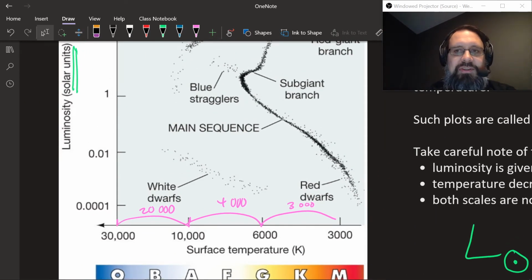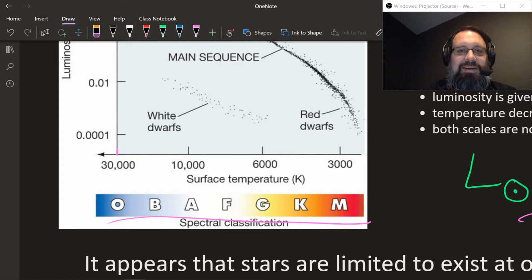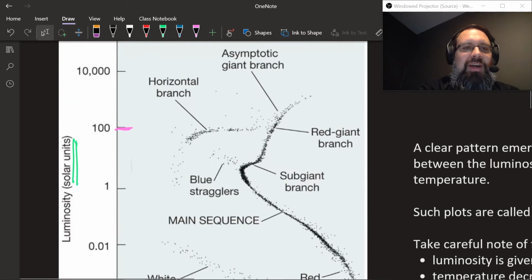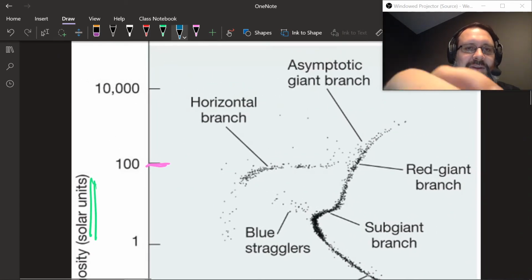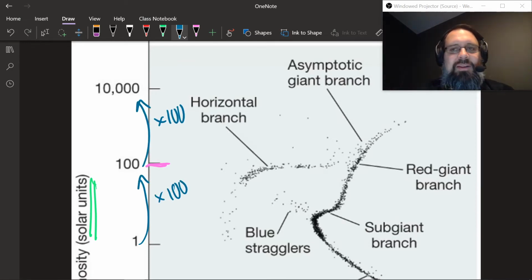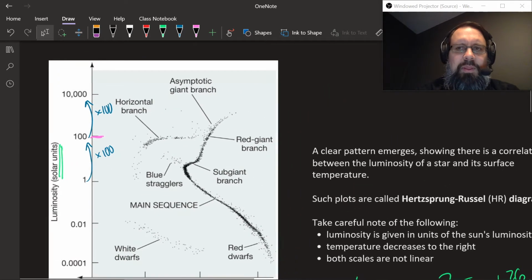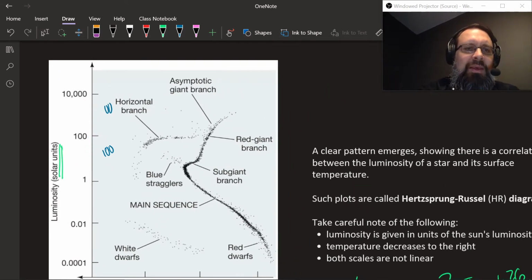The bottom scale is messed up because you're doing it based off these spectral classifications, so there's really no set scale to it. But the vertical axis actually makes perfect sense. From here to here is times 100, and from here to here is another times 100. So we can clearly see that this is what's called a log scale. Maybe you've heard a lot about log scales recently because that's how we plot a lot of the pandemic data, with logarithmic scales.